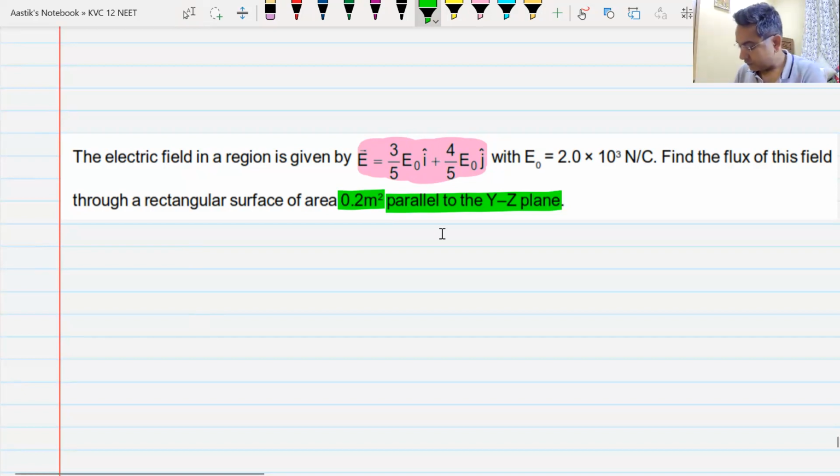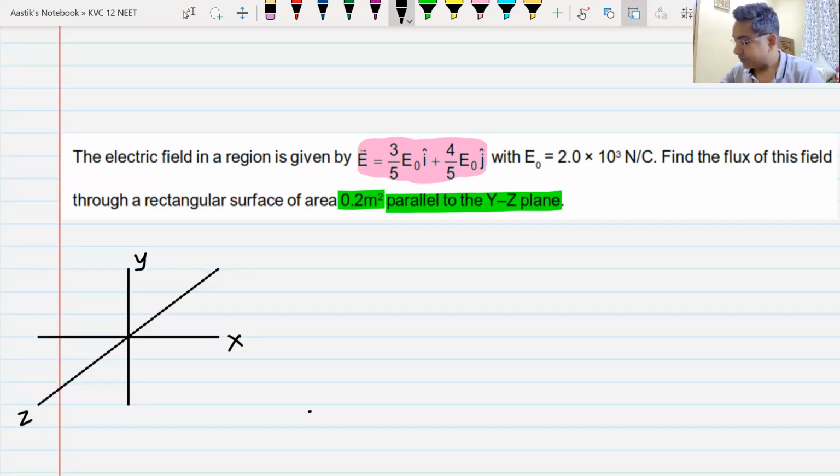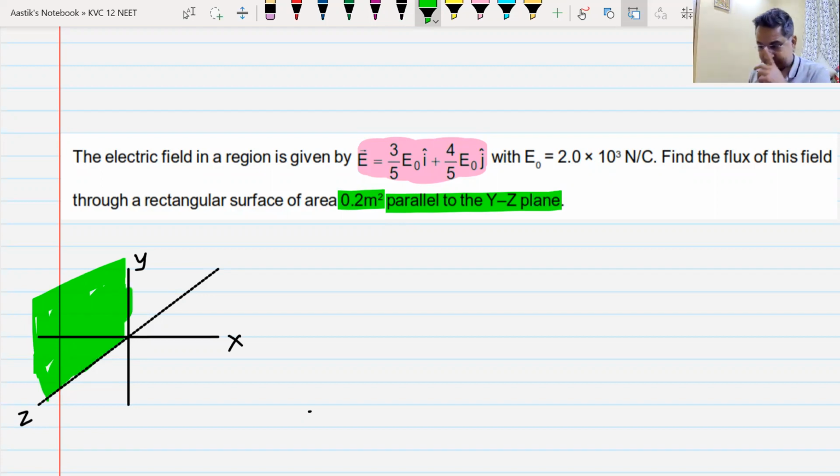See, this is your X, this is your Y, and this is your Z axis coming outward. Your plane lies in the YZ plane like this. So it is parallel to the YZ plane. So its area vector will lie along which axis?